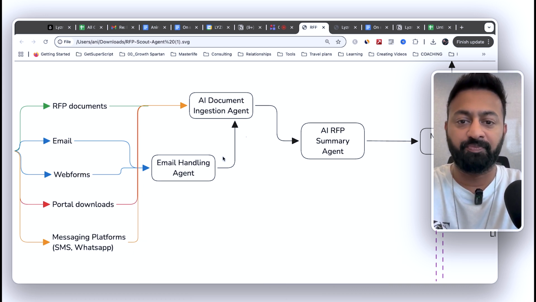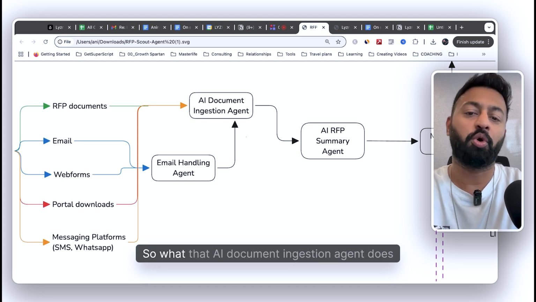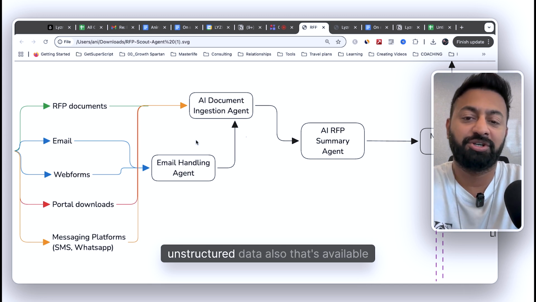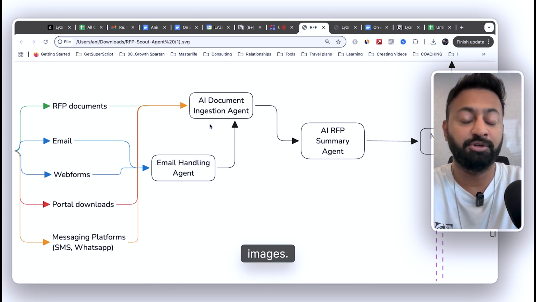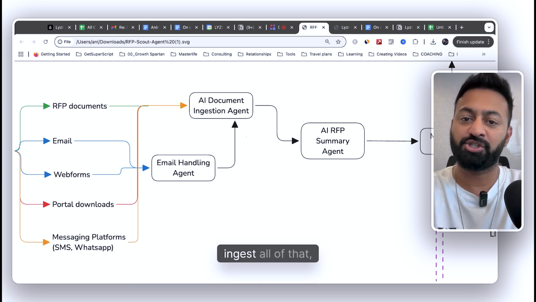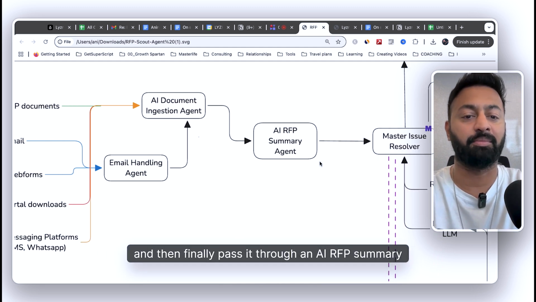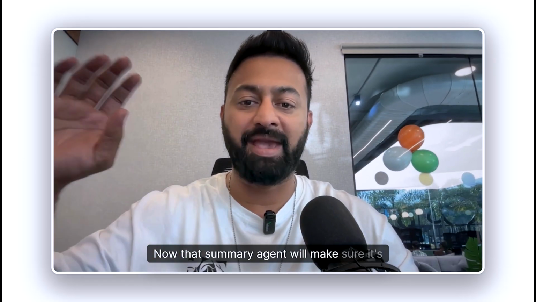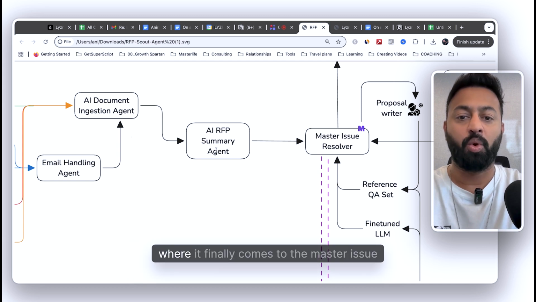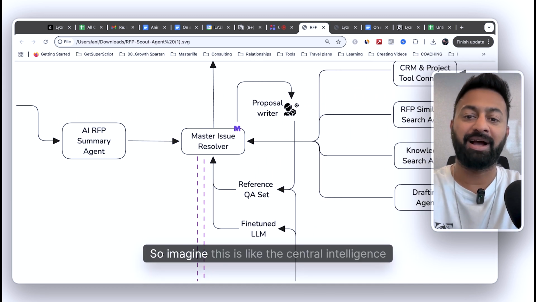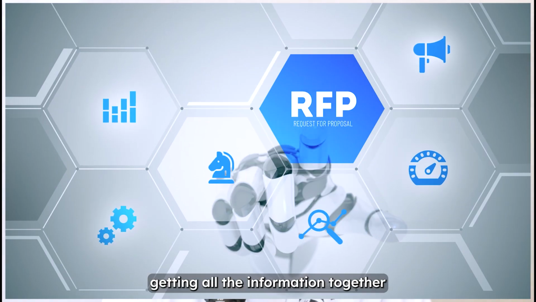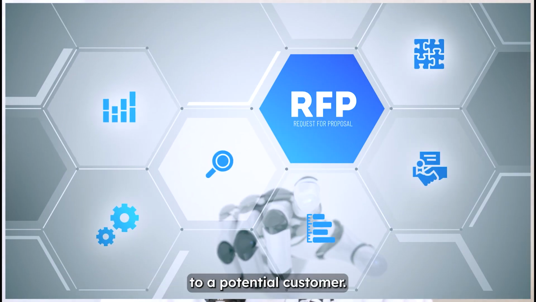Once that info is put together, it goes into the AI document ingestion agent. What that agent does is it takes all that data, and you have a lot of unstructured data also, in the form of, let's say, images. So you have OCRs that can scrape through all the information, convert and ingest all of it, and then finally pass it through an AI RFP summary agent. Now that summary agent will make sure it's structured in a specific format for the RFP. So that's what's happening on the left-hand side, where it finally comes to the master issue resolver. Imagine this is like the central intelligence within the agentic system, where it's getting all the information together, processing it, and then finally will give the output to a potential customer.